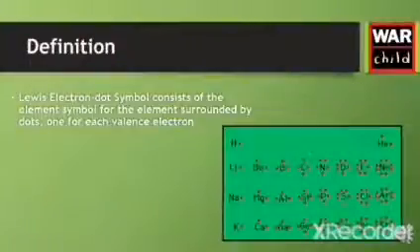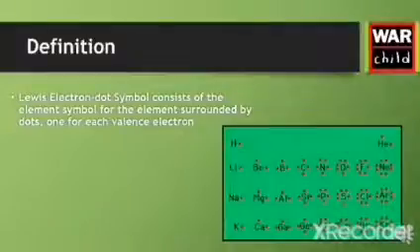Now we'll define together the Lewis electron-dot symbol. The Lewis electron-dot symbol consists of the element symbol for the element surrounded by dots, one for each valence electron.